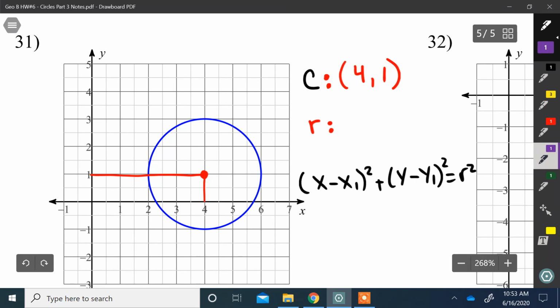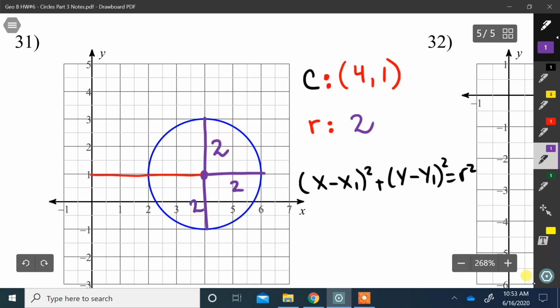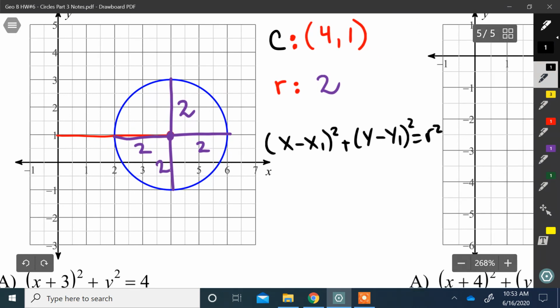So 4 and 1. And what is the radius? Okay, what is the radius? The radius is the middle and then 2 right there. So that's the radius, it's going to be 2. You guys see that? Everywhere you see a 2. It's not very complicated, guys. So we found everything that we needed for that. So the equation, x minus x1, in this case will be 4. And then y minus y1, in this case is a 1.